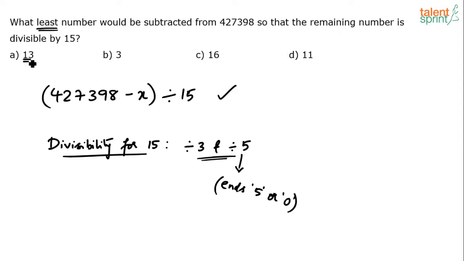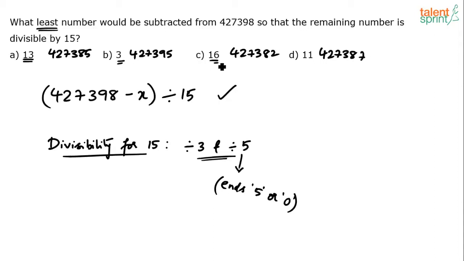So suppose you subtract 13 from 427398. What do we get? We'll get 427385. When you subtract 3, we'll get 427395. When you subtract 16, we'll get 427382. When you subtract 11, we'll get 427387. Are you able to follow? I have subtracted these values because the question says when subtracted from the given number 427398, it should result in a number which is divisible by 15. Now when you subtract these values, these are the numbers that I get.